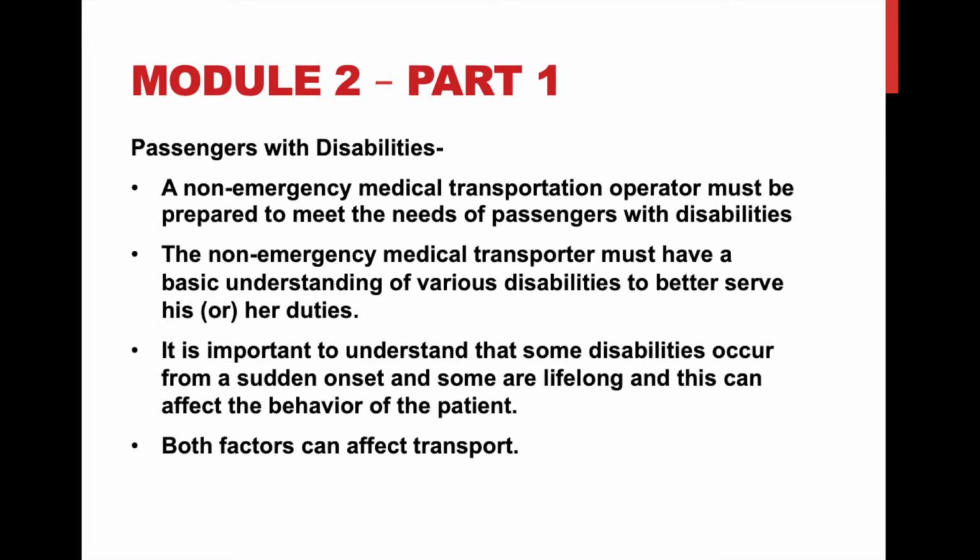And it's important that some disabilities are acknowledged as having occurred from a very sudden onset. The reason being is that there's a lot of psychological issues that go along with patients who have suddenly suffered an acute onset of a condition. And there's also some psychological factors for patients who have been struggling for a very long time with a disability. So both of those factors affect transport.